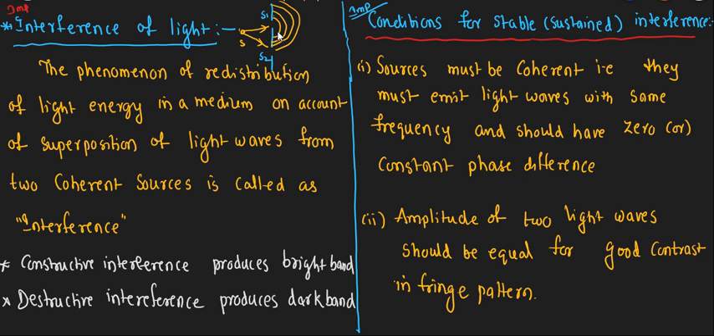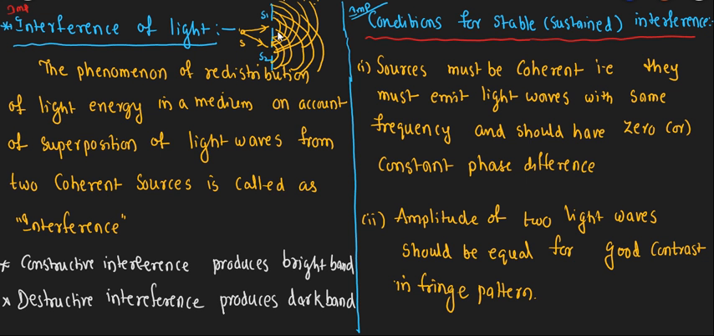Like this, light will travel in the forward direction. And here, S2 also emits light in the form of wavefronts. The light emitted from S1 and the light emitted from S2 are both superposing with each other.